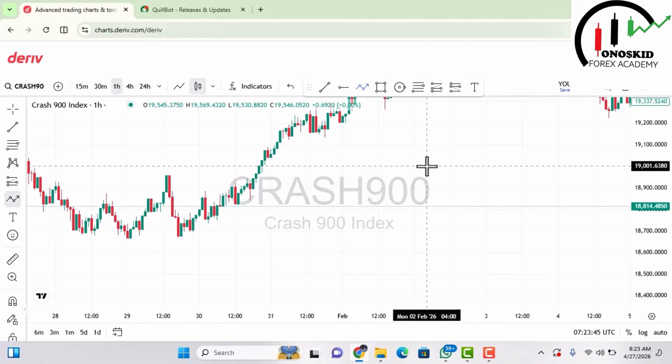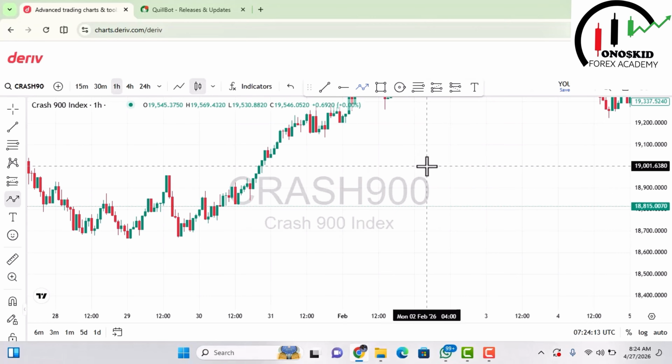For instance, if you want to trade this, the first thing is to check whether the market is trending to the downward direction or to the upward direction. Now you should understand that boom and crash have a special characteristic. What is this characteristic? A crash pair will always have a spike to the downward direction. That's why they call it crash. It will always have a spike to the downward direction.